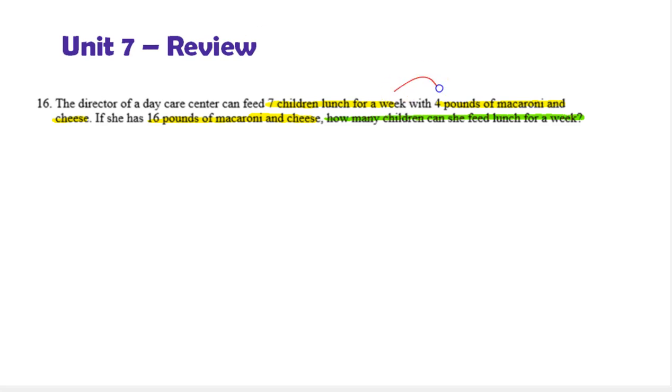Okay. So here, relationship. Here we have extra given information, and we are asked to find how many children she can feed in a week. So start with your extra given information. It'll be 16 pounds. It's macaroni and cheese, but I don't want to write that, so I'm just going to write 16 pounds times a ratio.